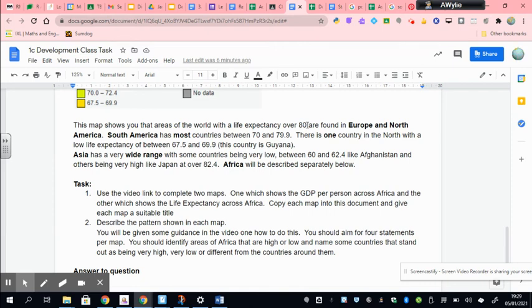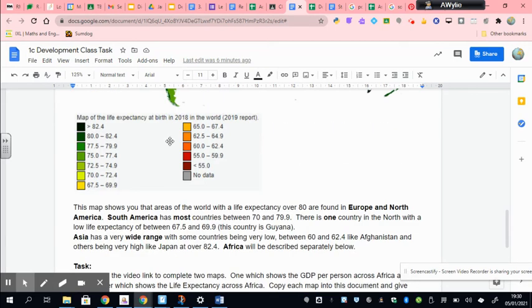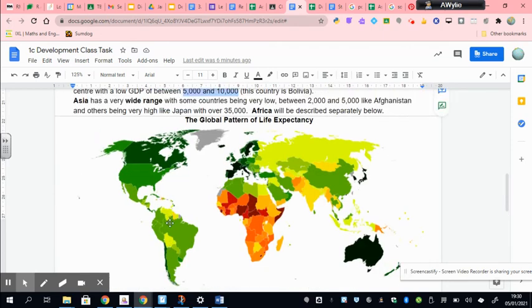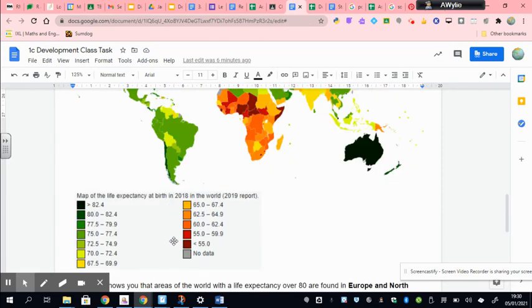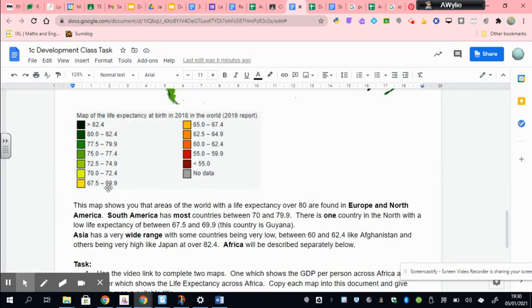The only one slight difference I had to do is there is one country, now instead of it being Bolivia this time, Bolivia is quite low, but actually there's one country that's even lower, this one up here. So you could say in the northern part of South America, there's one country with a very low life expectancy of under 67.5 or under 69.9. I happen to know that's Guyana, so I've made that point in that sentence. Once again, Asia's got a wide range, Afghanistan's got the lowest, Japan's got the highest, and we're going to do Africa in another part of the lesson.